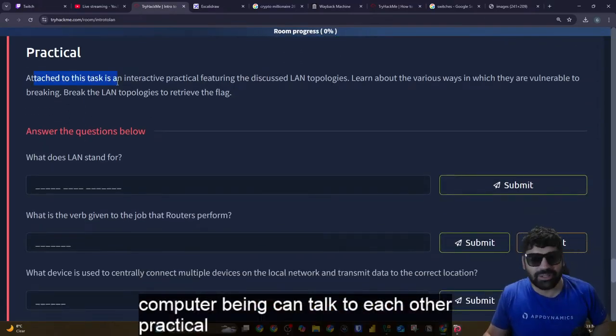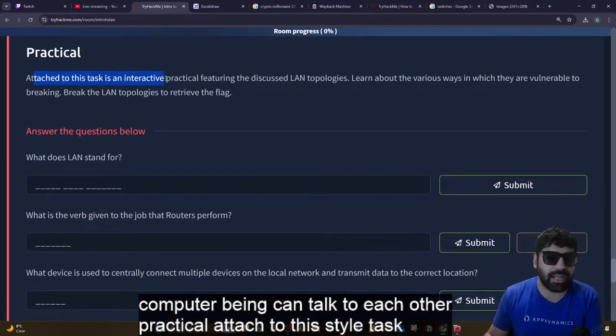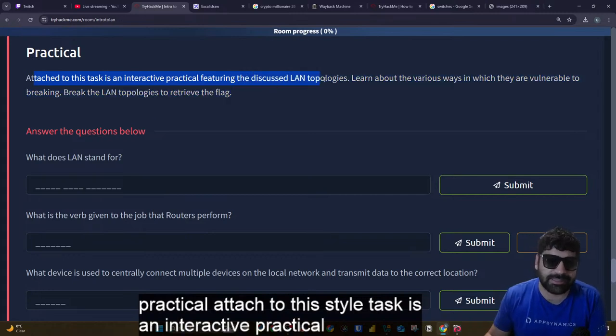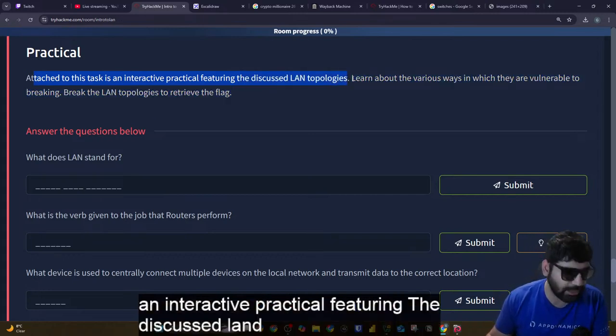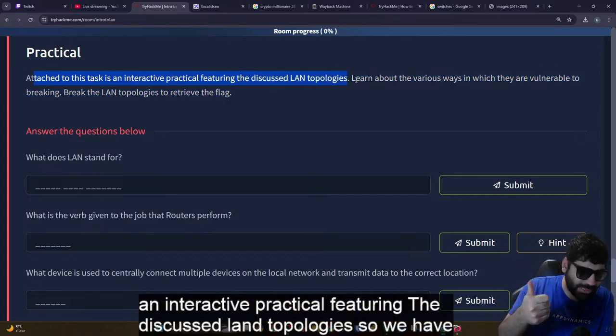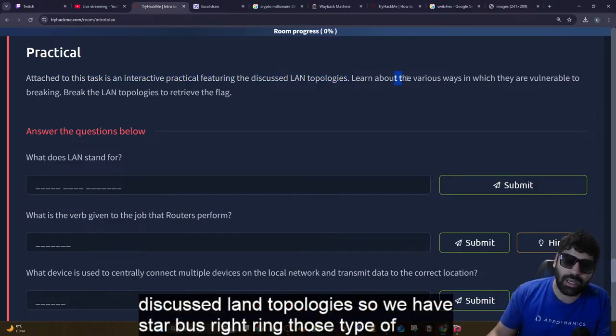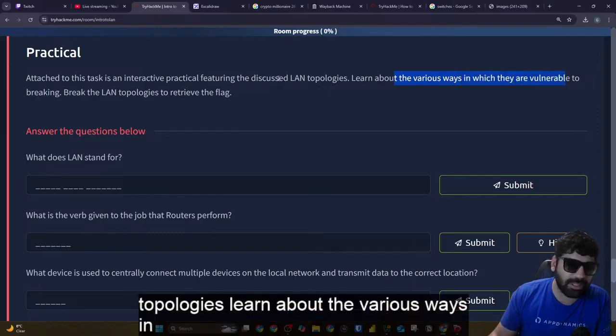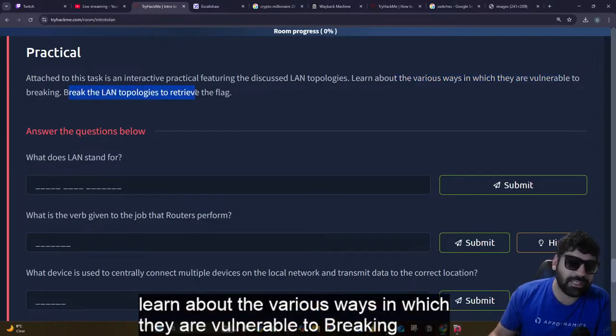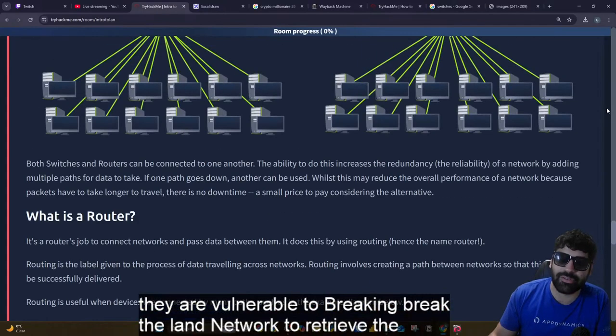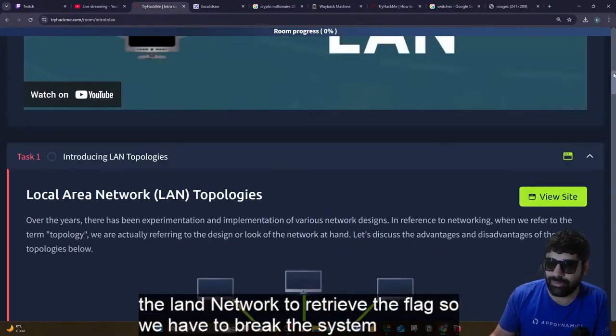Practical. Attached to this task is an interactive practical featuring the discussed LAN topologies. So we have star, bus, ring, those types of topologies. Learn about the various ways in which they are vulnerable to breaking. Break the LAN network to retrieve the flag. So we have to break the system, which I love.